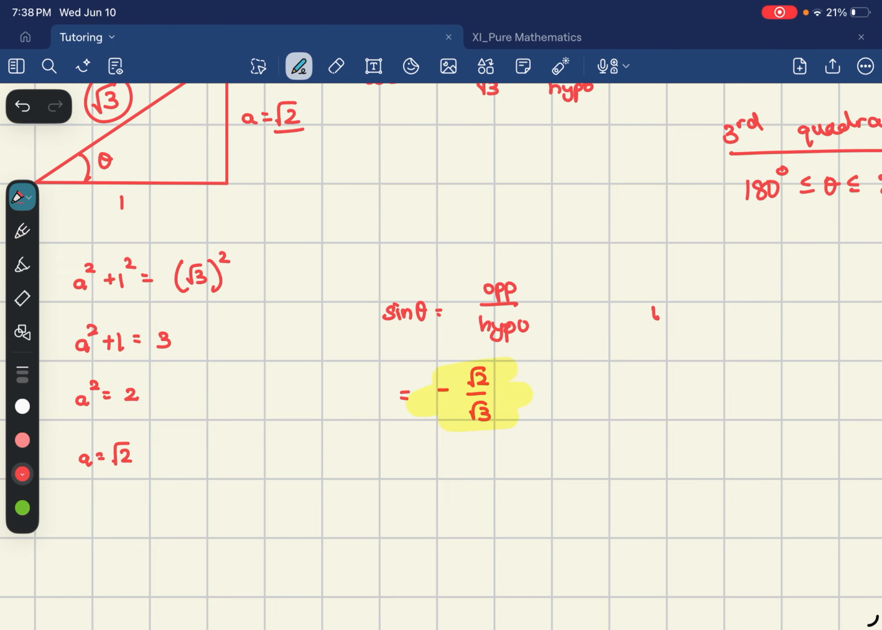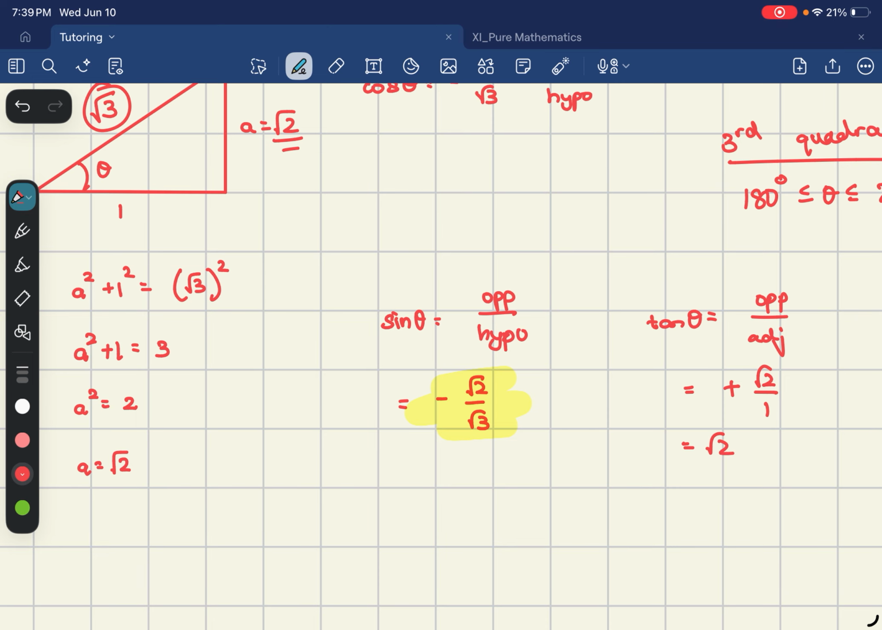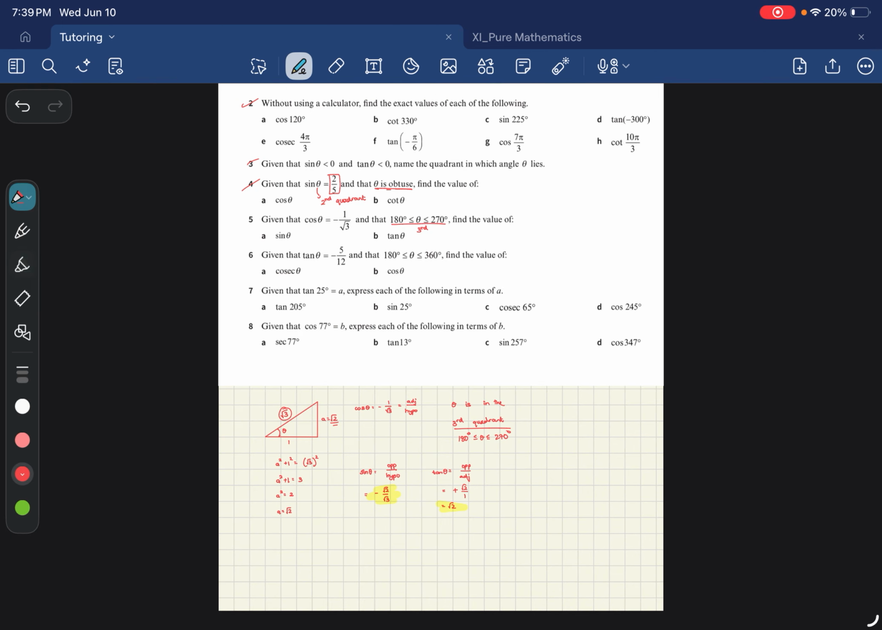And we need to find tan theta. Tan theta is opposite over adjacent. So what is opposite? It's root 2. What is adjacent? It's 1. But tan theta is positive in the third quadrant. So your solution is just root 2. All right, that is your answer. And we are done with question 5.